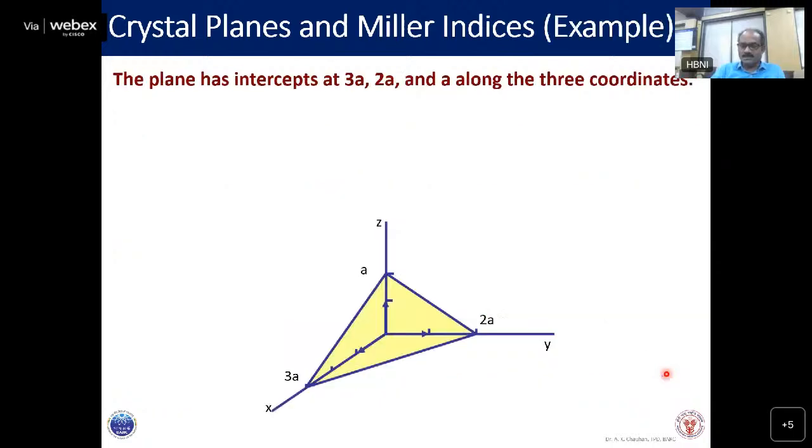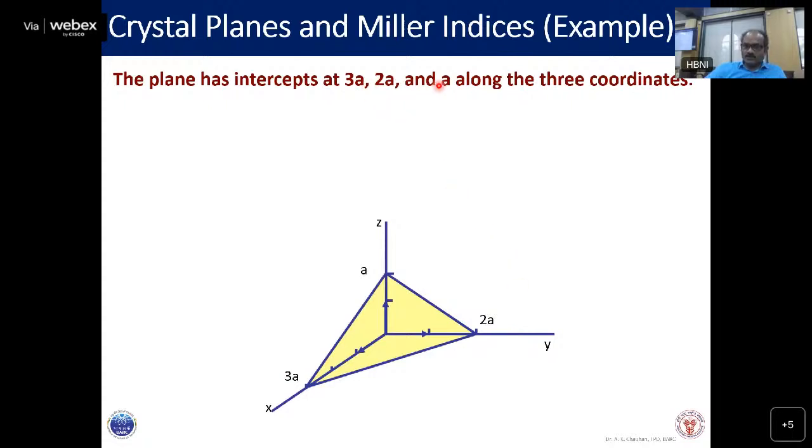Just to see an example, suppose we have a plane, and these are my X, Y, Z axes. This plane is cutting my axes here at 3a, here at a, and here at 2a. So what was the first step? Find out the intercepts in terms of the lattice parameter. The lattice parameter is a, so it will be 3, 1, 2.